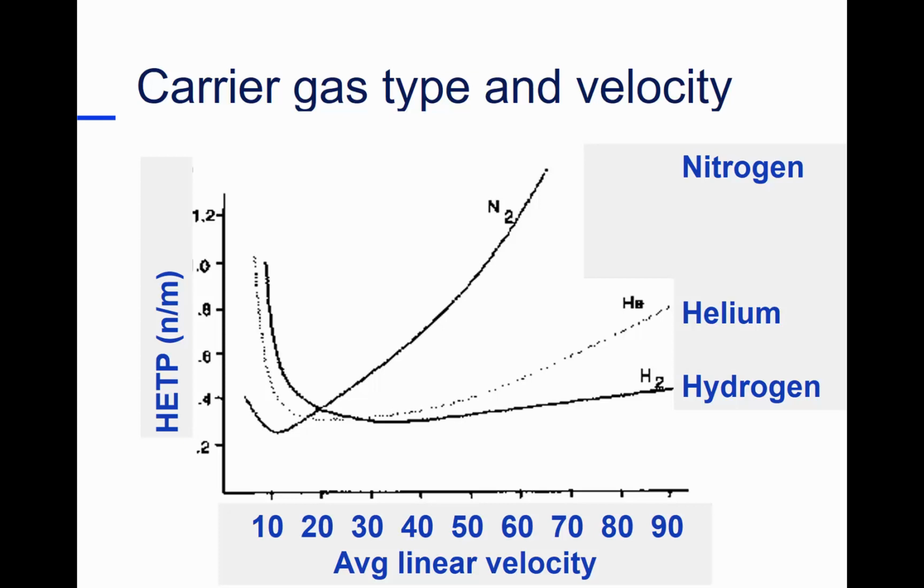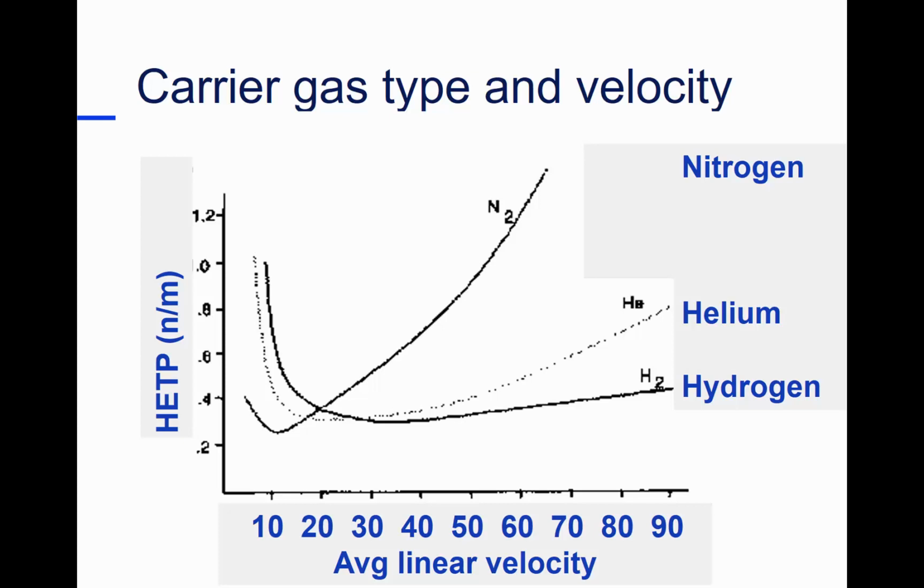And so if we look across here, what mobile phase should we use? What gas should we use? Should we use nitrogen? Should we use helium? Should we use hydrogen? Three very common gases that we could use. And if we look at this plot, there is a relationship, obviously, between linear velocity and this term here, HETP, we find there's a minimum. This is our best separation, absolutely our best separation.